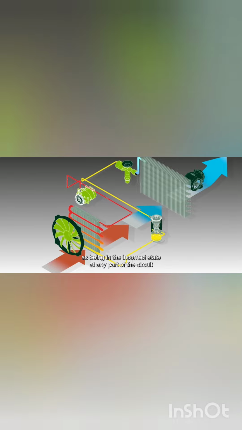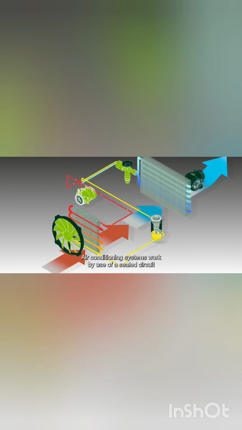It is important to understand what state the refrigerant will be in at any point in the circuit. If refrigerant can be identified as being in the incorrect state at any part of the circuit, this will have almost certainly led to a failure of the system and possibly damage to its components.